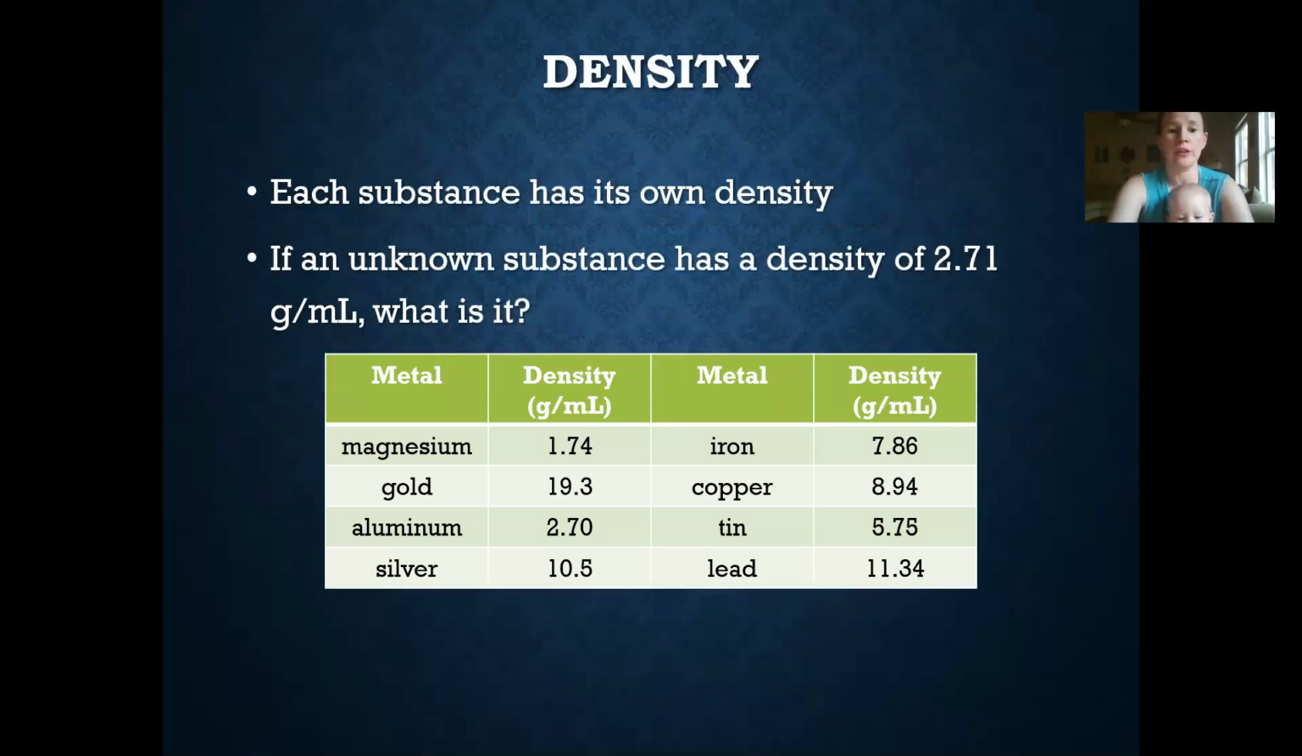Density is an extremely important unit in chemistry because each substance has its own density. So if you calculate the density of something, you can determine what substance it is. We determined that our unknown substance has a density of 2.71 grams per milliliter. So using this table, you can figure out what substance it is. And the answer is aluminum, because 2.71 grams per milliliter is closest to 2.70 grams per milliliter, which is the density of aluminum.